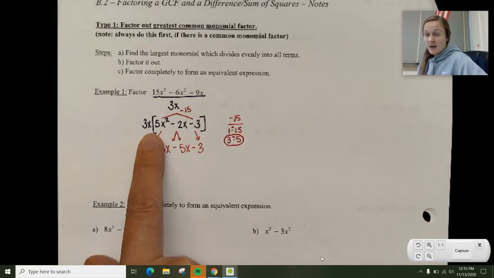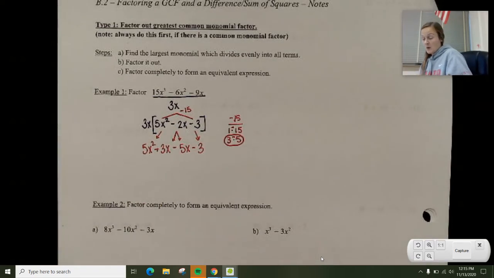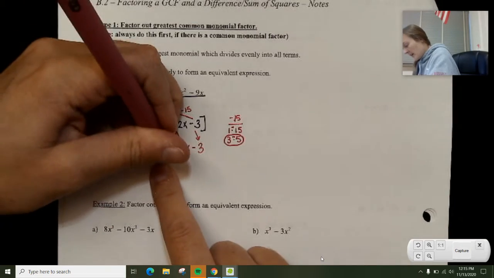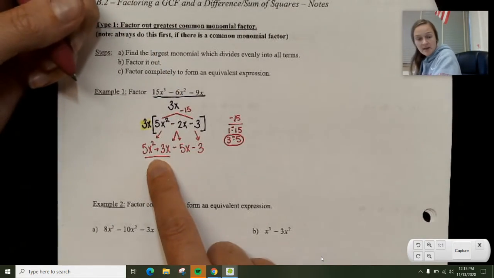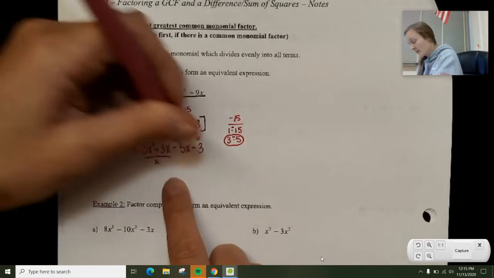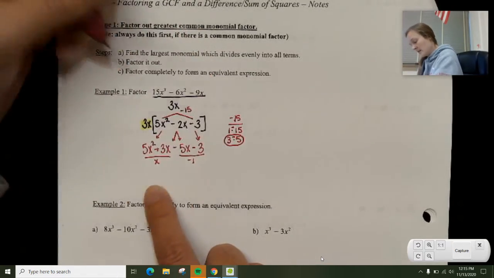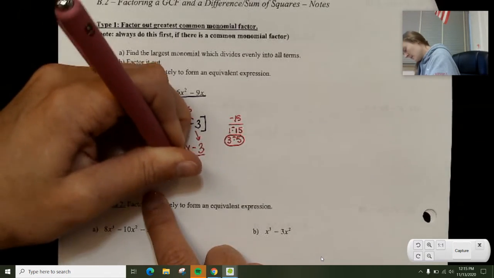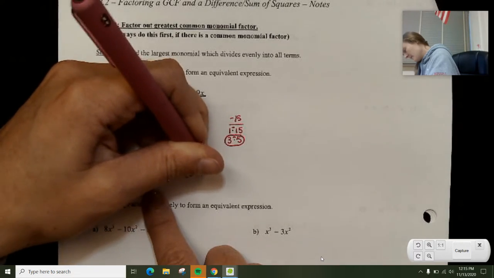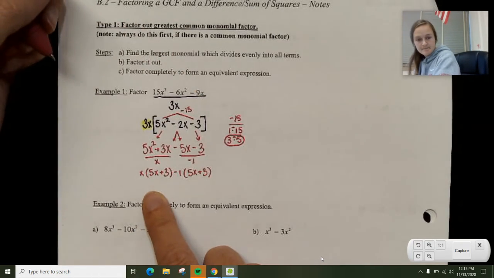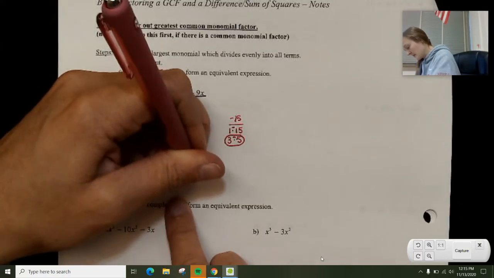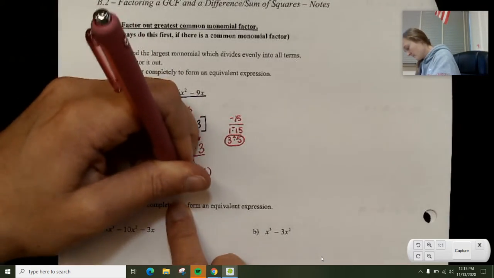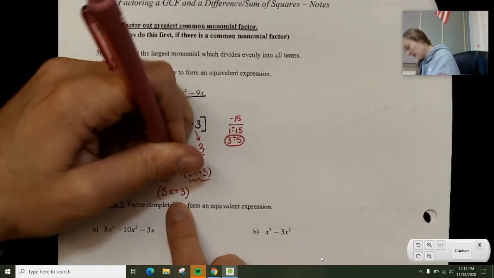So I'm going to just forget about this 3x for right now, but maybe if you're a highlighter person, you might want to highlight it to remind yourself that you need to put it back in the end. So in here, I take out x, that's my GCF of 5x squared plus 3x, and I'm going to take out negative 1 in the back. So I end up with x times 5x plus 3 minus 1 times 5x plus 3. So I've got my twins, 5x plus 3 and x minus 1.